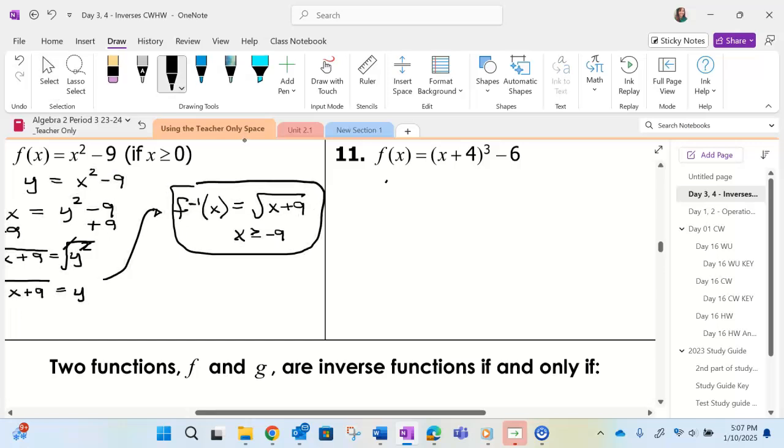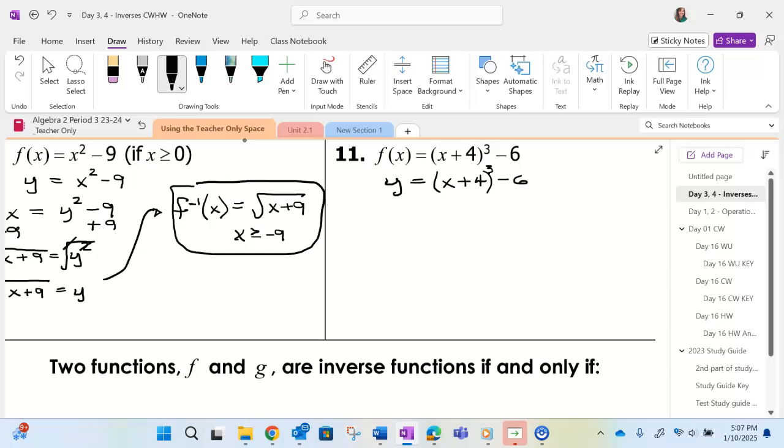Number 11, we're going to write y equals (x plus 4) cubed minus 6. I think I might have done this one in class, but I'm just going to go ahead and put it on here. Switch your x's and your y's. So y plus 4, this is all one binomial, one term, cubed minus 6. So we're going to first add 6 to both sides, and we get x plus 6 equals (y plus 4) to the third power.